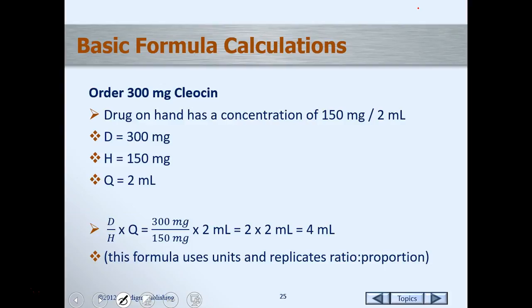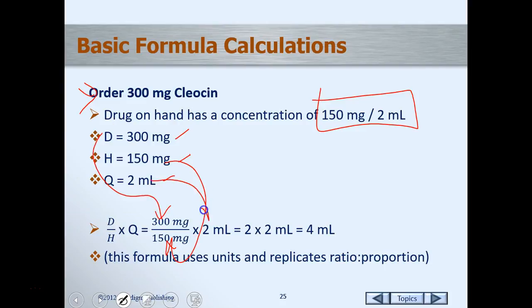In this case, the order is for 300 milligrams of Pliocin. The drug on hand has a concentration of 150 milligrams per 2 milliliters. So our desired is 300, what we have is 150, and how it comes is 2 milliliters. So D over H times Q is 300 divided by 150 times 2. 300 divided by 150 is 2, so 2 times 2 tells us we need 4 milliliters. Basically, this also will replicate a ratio and proportion calculation.